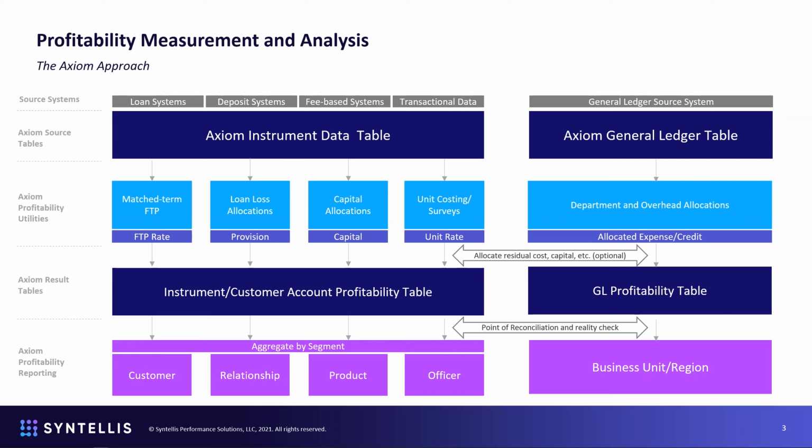From there, based on rules compiled in the system, Axiom will calculate the different components of profitability, both from the customer account level, including match term FTP, provision, capital, unit rates, and on the right, a series of fully burdened allocation rules for expenses and credits. Once results are processed at an instrument or customer account level, those results can then be aggregated by profitability segment, including customer or member, relationship, product, or officer. And then from a general ledger level, results can be aggregated based on center or business unit, channel, or region as examples.